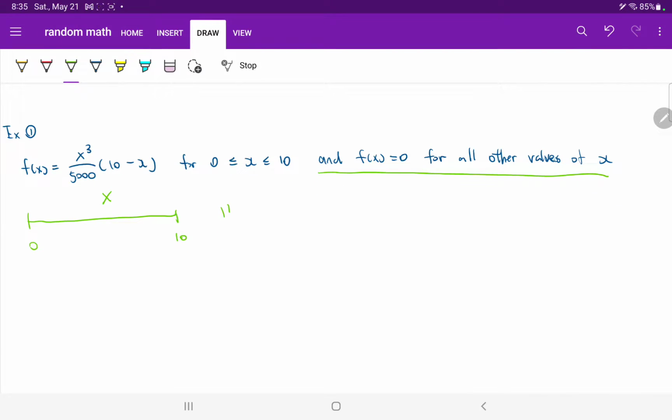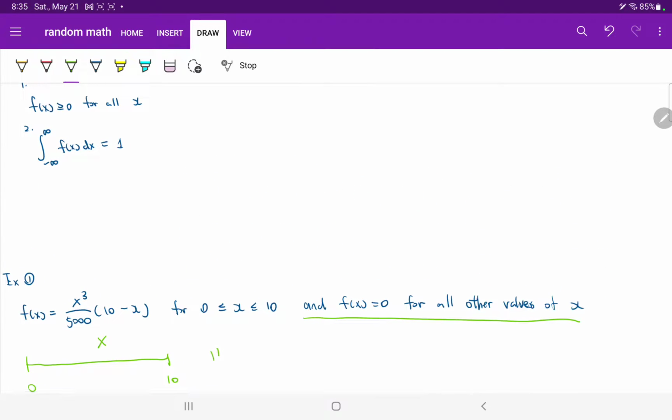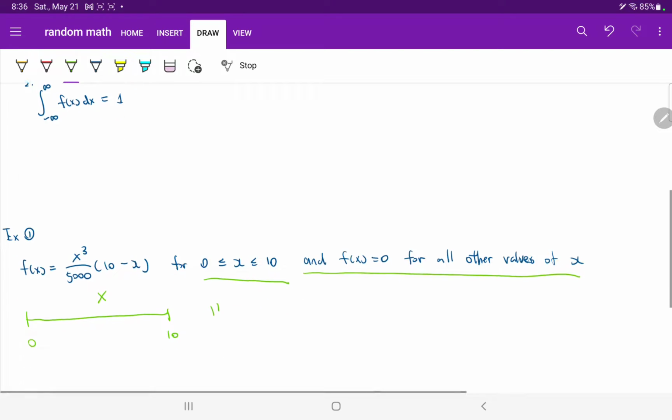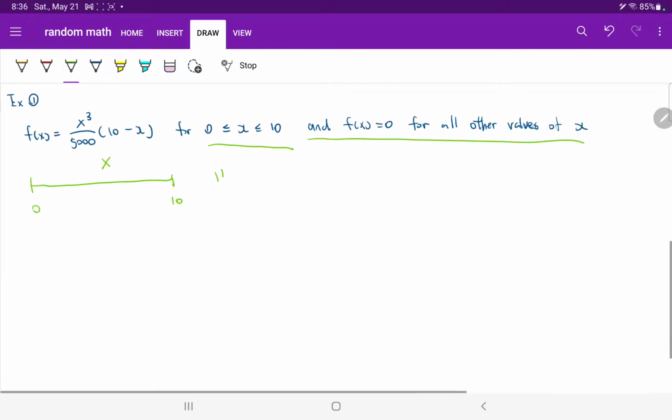So first, the question asks us to show that f of x is a probability density function. Remember what I said, the first property is that f of x must be bigger than or equal to 0 for all values of x. Our x only ranges from 0 to 10, and all other values outside of this interval should be equal to 0, so it makes sense that f of x is always bigger than or equal to 0. So our first property is satisfied. Our second property is that we need to integrate our probability density function, and the result needs to be equal to 1. So let's do that.